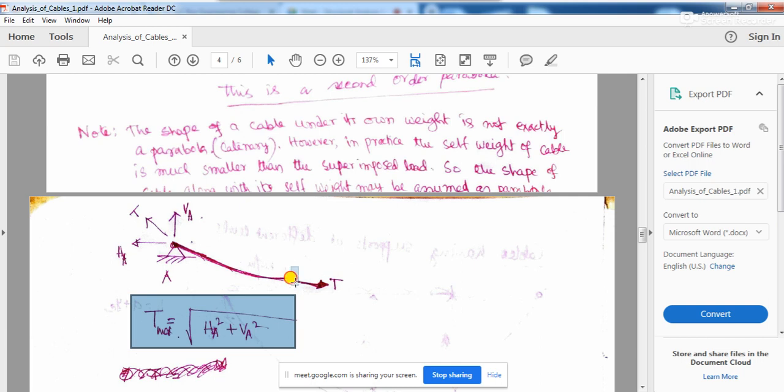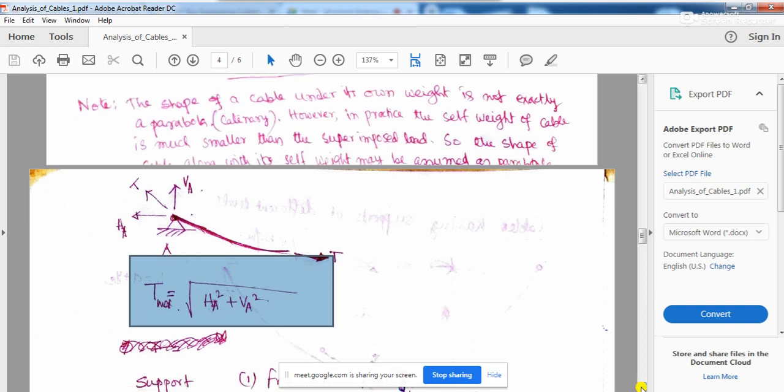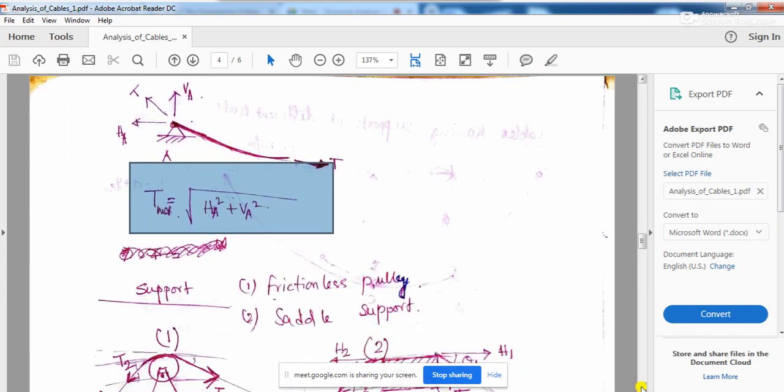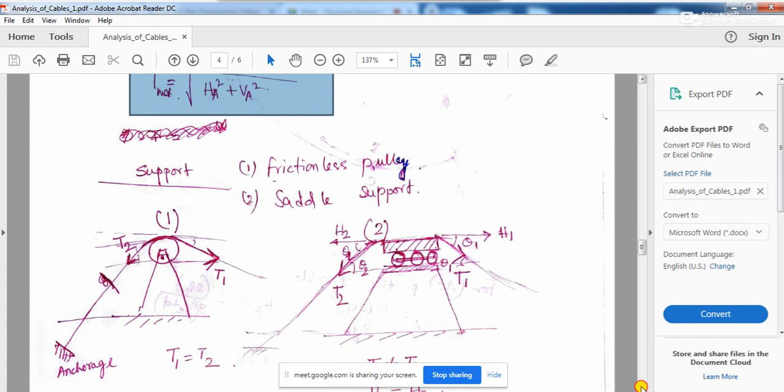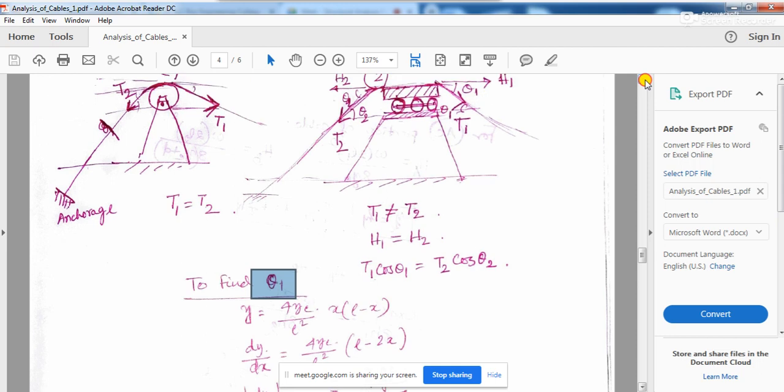So the maximum tension in the cable you can very easily calculate if you know the horizontal reaction component and the vertical reaction component at a particular support. T max is equal to root over of HA squared plus VA squared. The frictionless pulley and saddle support we have already discussed. Another point is how to find the value of theta. We will discuss it in the next class, and then we'll take up one problem.